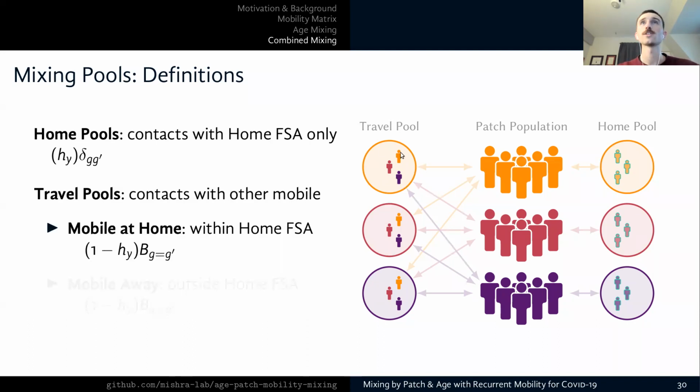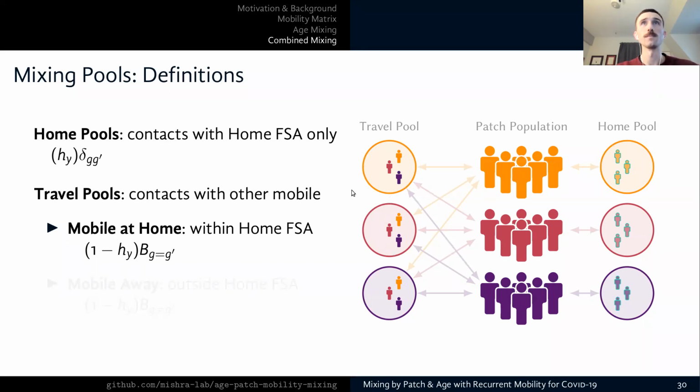And then who is actually present within this travel pool includes not only people traveling from other FSAs to my home pool, but also potentially other people from my pool who have traveled to this. It's also possible that I have traveled to a different neighborhood where I encountered other people from that neighborhood, or other people from my neighborhood, or other people from a third neighborhood. So that's all the mixing that's possible in these travel pools.